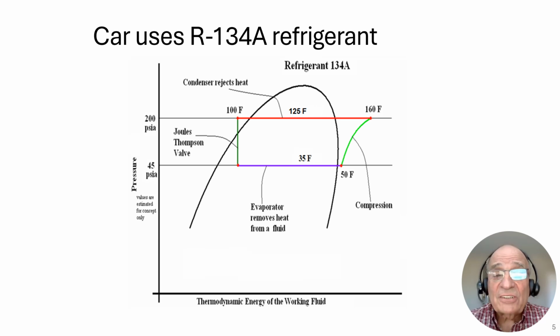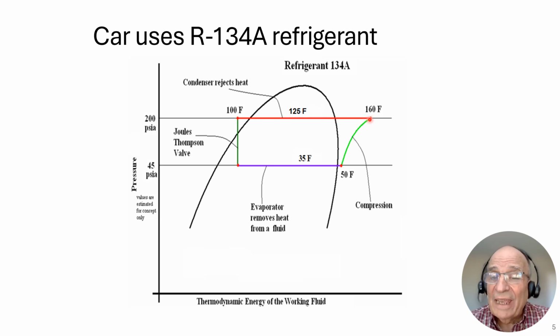If you remember the pH diagram, this is all liquid, this is all gas, and this is a combination of liquid and gas. So now we start cooling it down, and this could be called an aftercooler, but for simplicity, in your automobile, it's called the condenser.